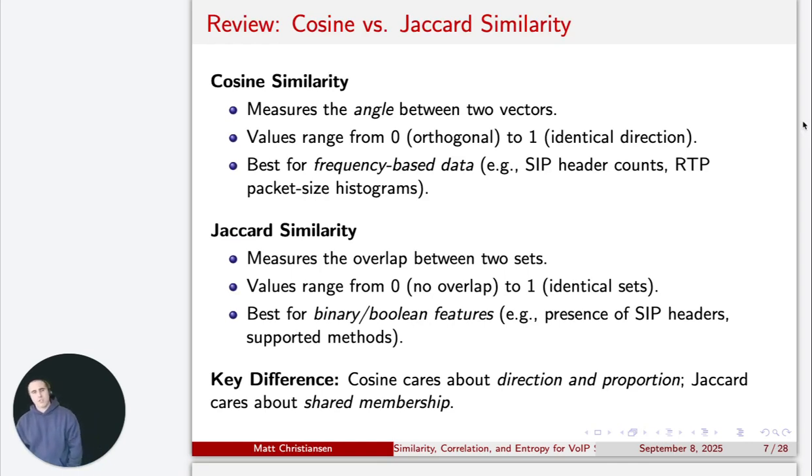Cosine similarity versus Jaccard similarity. Cosine similarity measures the angle between two vectors. It's best for frequency-based data. We're talking about numeric data most of the time here. SIP header counts, RTP packet size histograms, right? And then we have Jaccard similarity, which measures the overlap between two sets. Values range from 0 to 1. It's best for binary or Boolean features, 0 or 1. You have something, you don't have something, presence of something or not presence of something. Cosine cares about the direction and proportion, and then Jaccard cares about just shared membership.